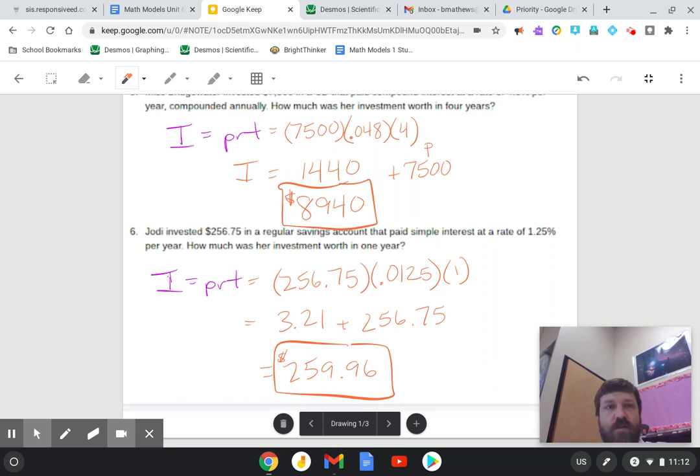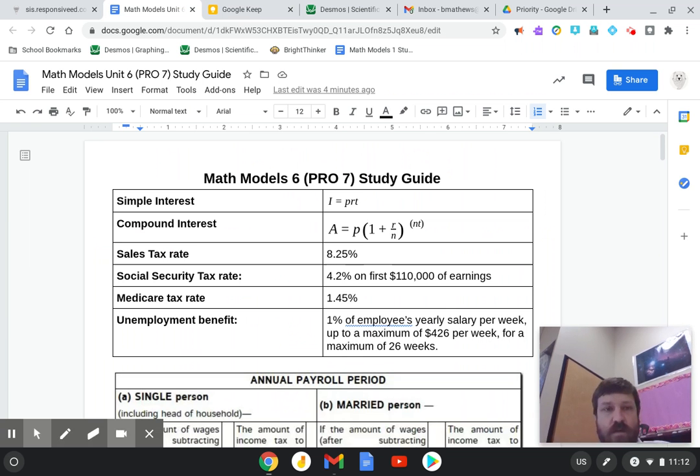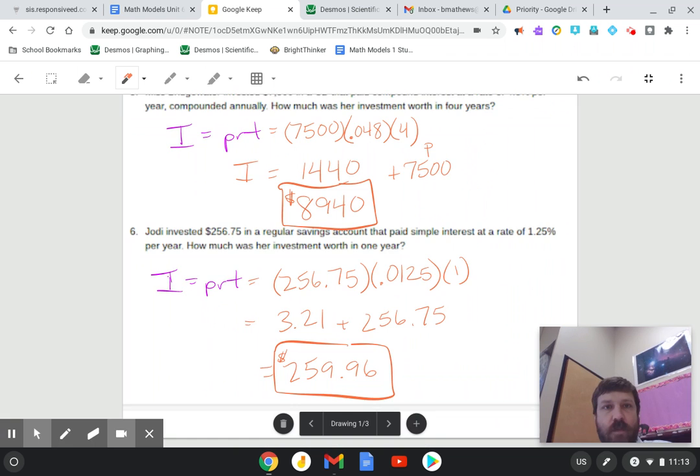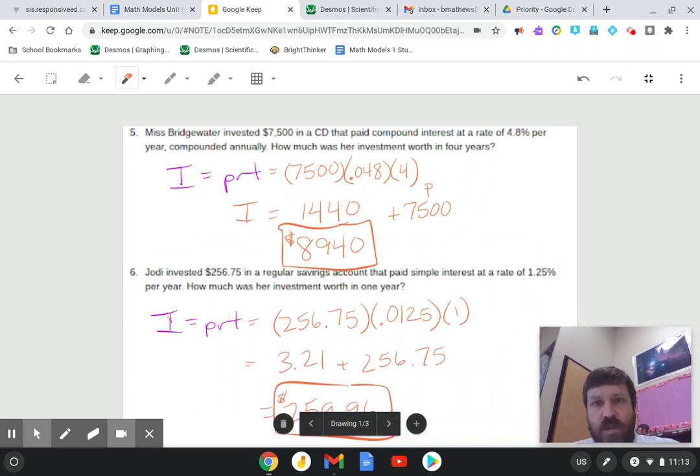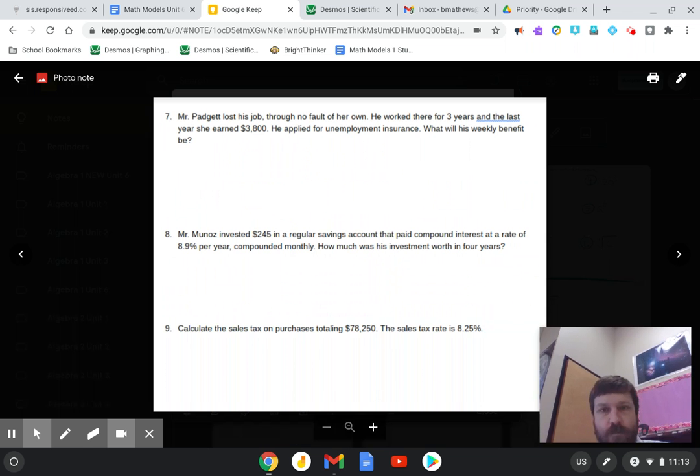So that's it for simple interest. Remember, that's using the first formula here on the formula chart, and it will say simple interest. Also, if it says compound interest annually, you just use simple interest as well. That means the same thing. You'll notice I did that there for number 5, so it doesn't affect the answer. If it says compounded annually, that means you're still going to use simple interest.